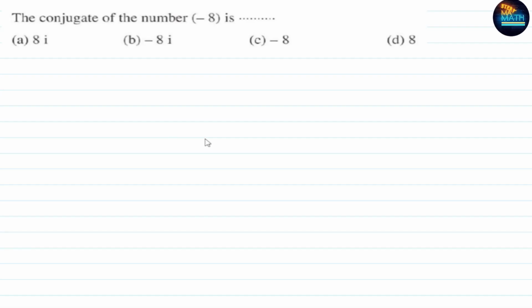The conjugate of the number negative 8 is 8i, negative 8i, negative 8, or 8. This number is just a real part, so there is no imaginary part here. So the conjugate will be the same, because there is no imaginary part to change the sign of. So it's the same, negative 8.